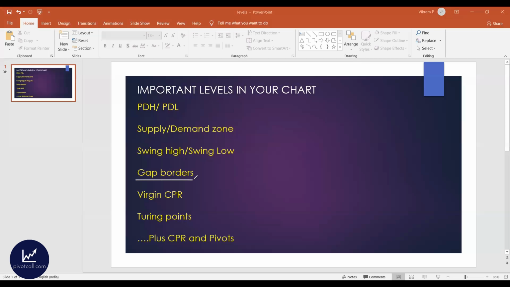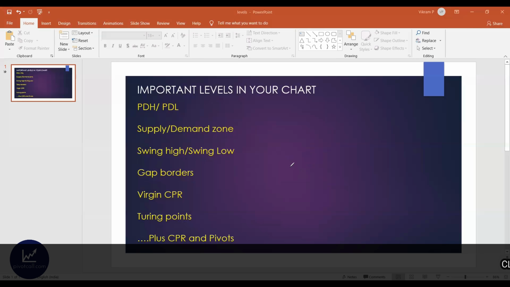Next one is gap borders. Why are gaps important? Because they say markets don't like gaps. In technical analysis, they say markets don't like gaps. So most of the time gaps get filled. So if you see there is a gap here, most of the time these gaps get filled, but even before it gets filled, most of the time these gap borders can work as support and resistance. So that is why I also mark gap borders on the chart.